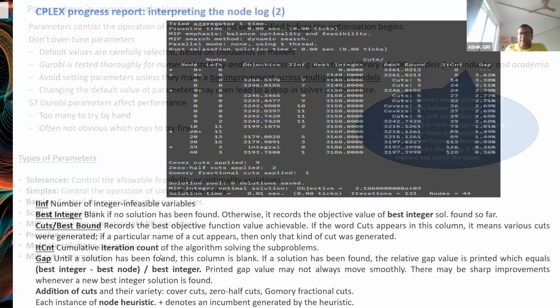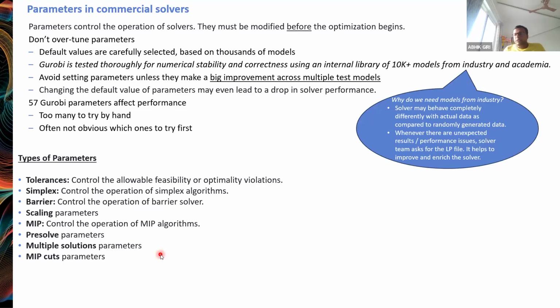Now we'll see what some of the parameters in commercial solvers are. In this lecture, we'll see the mechanism of action of the solvers, some key features, and some tips on how you can improve the solver performance. One of them is parameter tuning. Parameters control the operation of solvers, and they typically operate best at their default value.